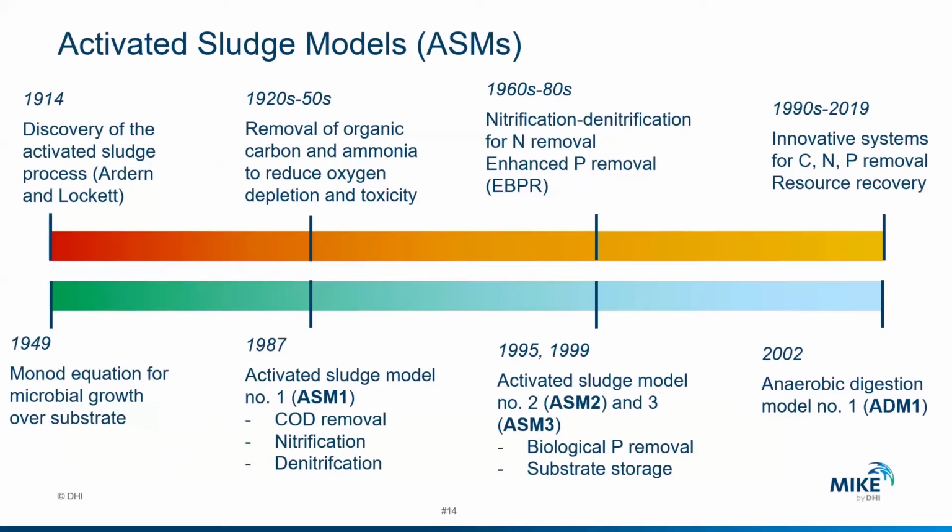Okay. So if we compare the history of wastewater treatment with the history of process models, we see some similarities. So first, the initial focus was on organic carbon and nitrogen, which was touched by activated sludge model number 1. Subsequent refocusing on other components like phosphorus resulted in the definition of new activated sludge models, number 2 and number 3, dealing with biological phosphorus removal. And subsequent focus on sludge treatment and resource recovery resulted in the definition of anaerobic digestion model number 1, or ADM1.